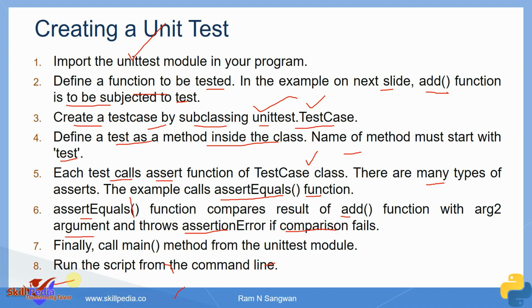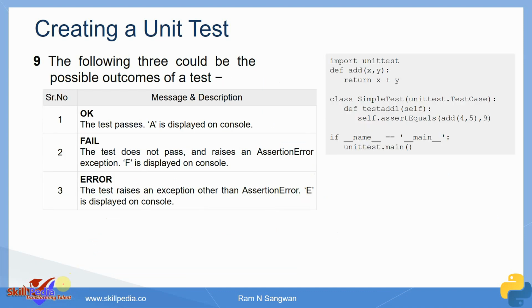Step number 8. This is the program. Import unittest, first step. We write a function, add two numbers, return x plus y, and this is the unit test function we are writing. Class SimpleTest, unittest.TestCase. test_add1. As I said, it must start with test. test_add1 self, and we are creating assertions. self.assertEqual(add(4, 5), 9). It should return 9.